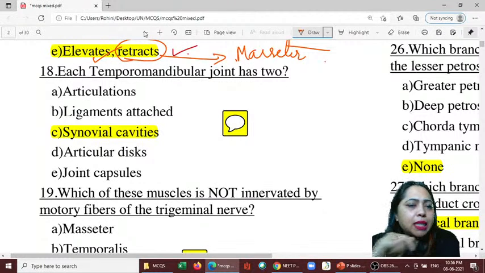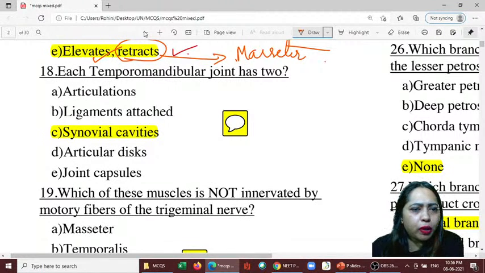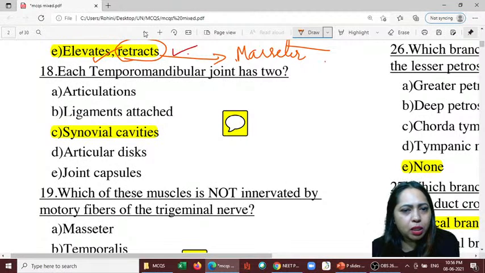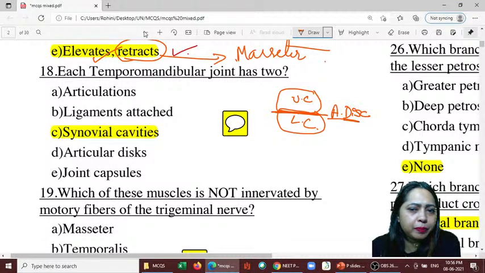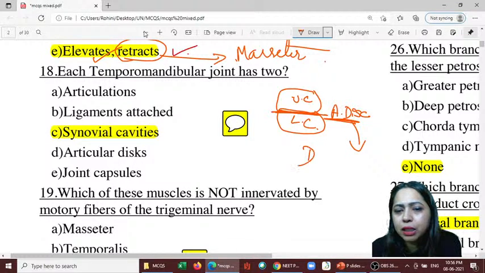The next one says each temporomandibular joint has what? Each temporomandibular joint, I told you it has two compartments, right? Upper and lower compartment. They are two synovial cavities separated by an articular disc. Articular disc is actually degenerated.